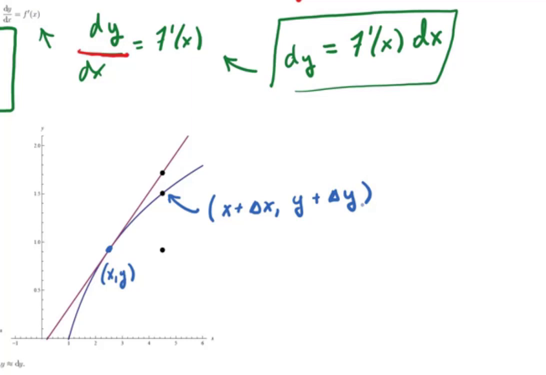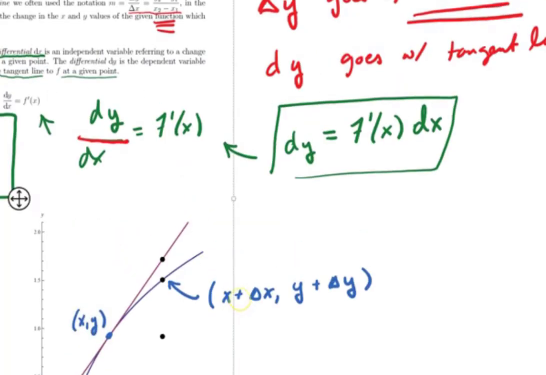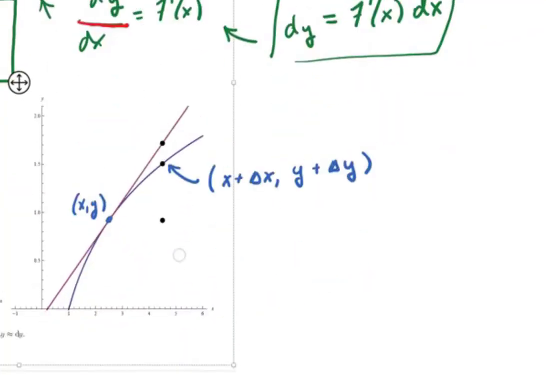Let me see if I can move this out of the way a little bit. So what is delta x? Delta x is just this distance right here, delta x.